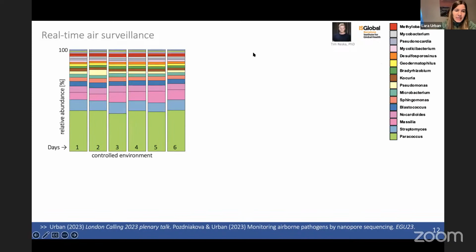And here I show you the results of one of our first experiments in a controlled environment, which was the greenhouse on our campus, where on the y-axis you see the relative abundances of different microbial taxa, the most abundant ones visualized here. You see these air microbiome measurements across consecutive days, showing that we can very reliably and stably assess the air microbiome in this greenhouse.